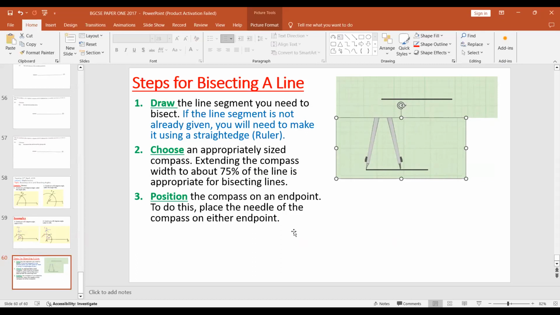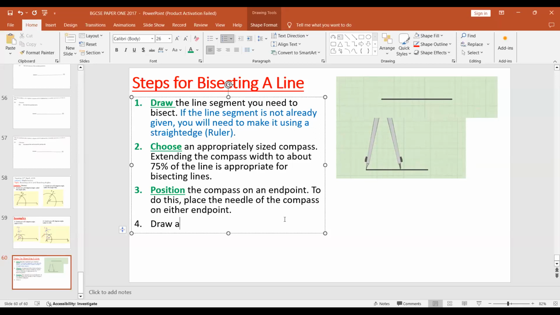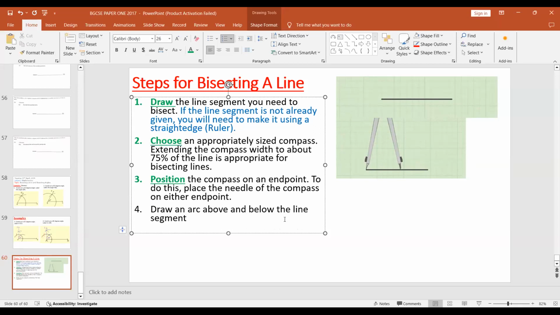So the next thing we're gonna do is draw an arc. So number 4, we want to draw an arc above and below the line segment. And the length of the arc doesn't matter. So we're gonna draw an arc above and below the line segment. So you want to draw an arc above and below the line segment, okay?